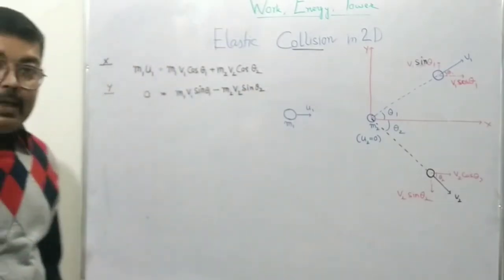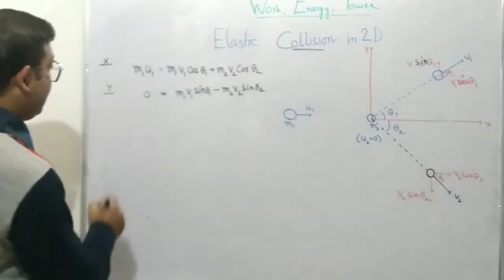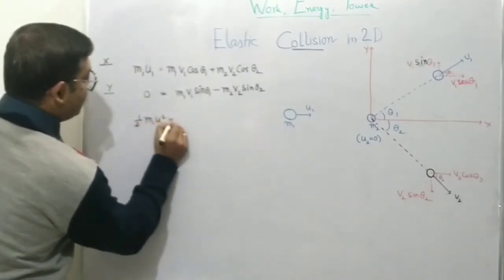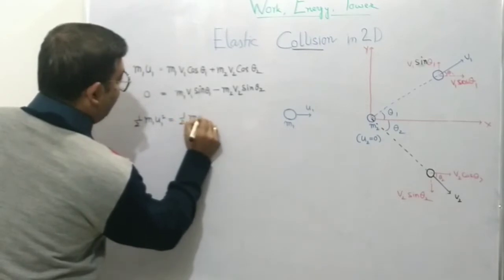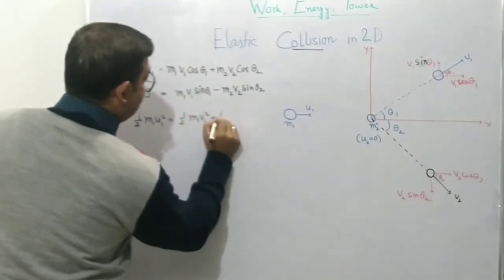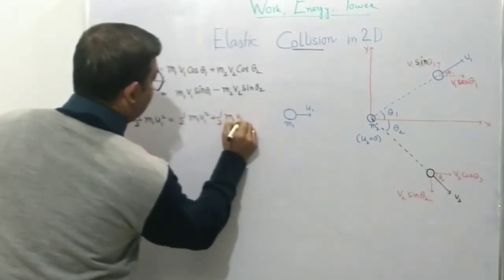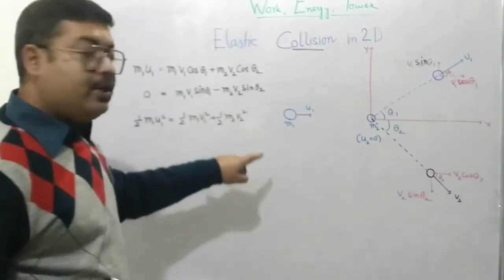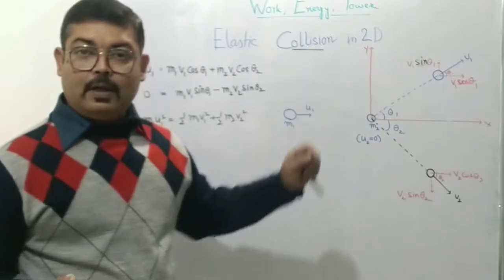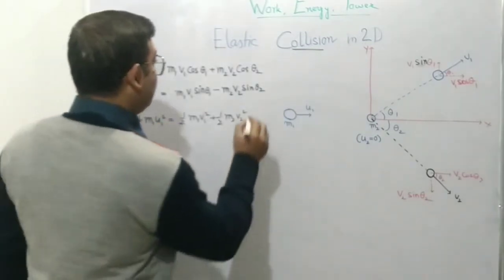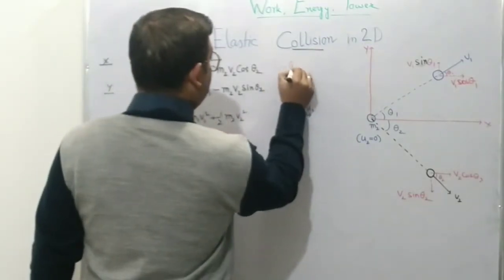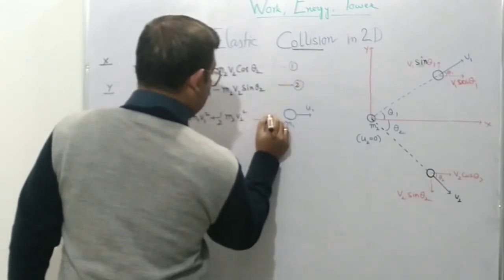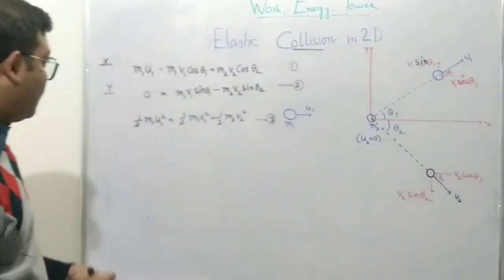Also, we know that kinetic energy must be conserved. So if we consider the kinetic energy, we must have half m1 u1 square equal to half m1 v1 square plus half m2 v2 square. Since kinetic energy is a scalar quantity, we just need the magnitudes of the velocities. We do not need to resolve the components. So we have three equations: number 1, number 2, and equation number 3.